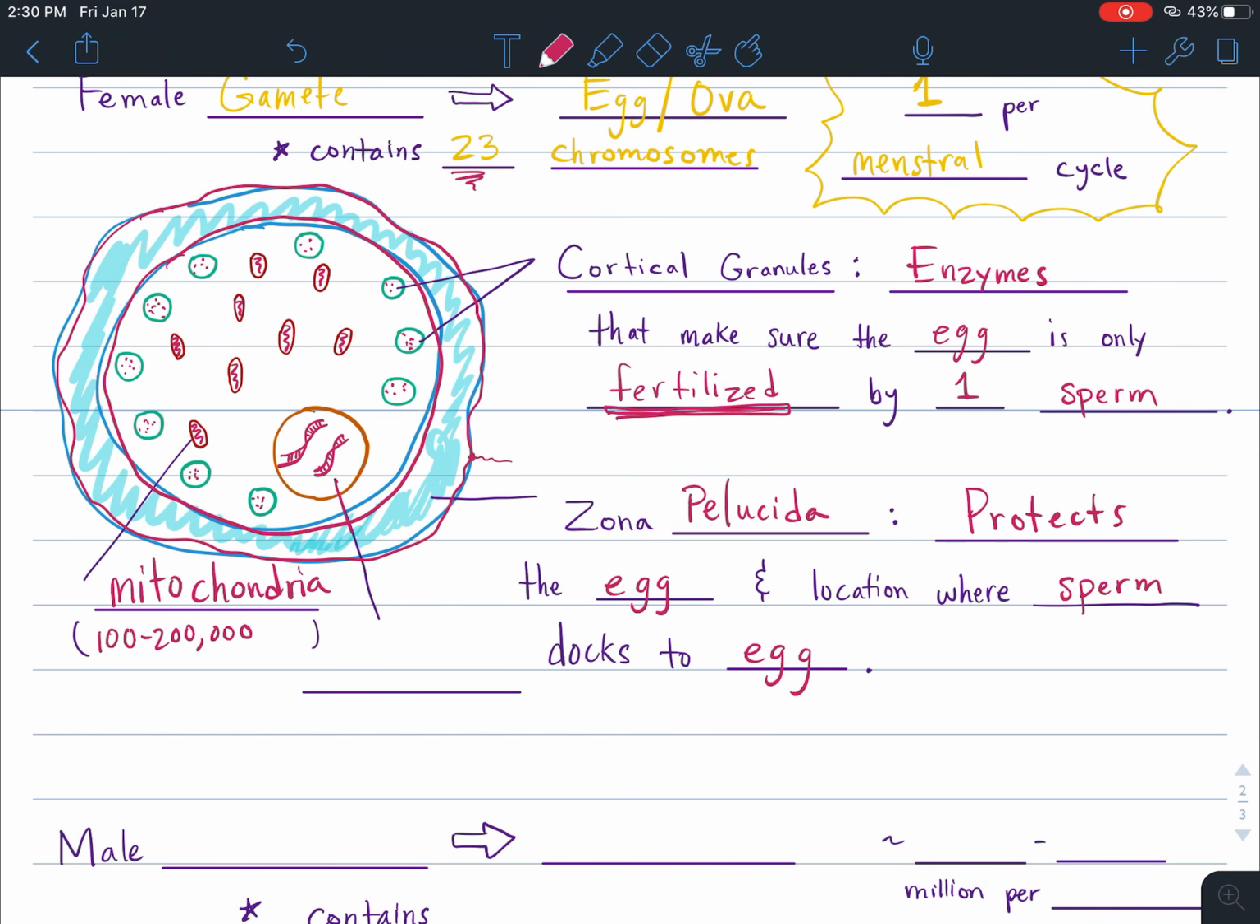And then remember this circle here in the middle, this is our nucleus. And inside of the nucleus is our DNA. So it's our nucleus with DNA.